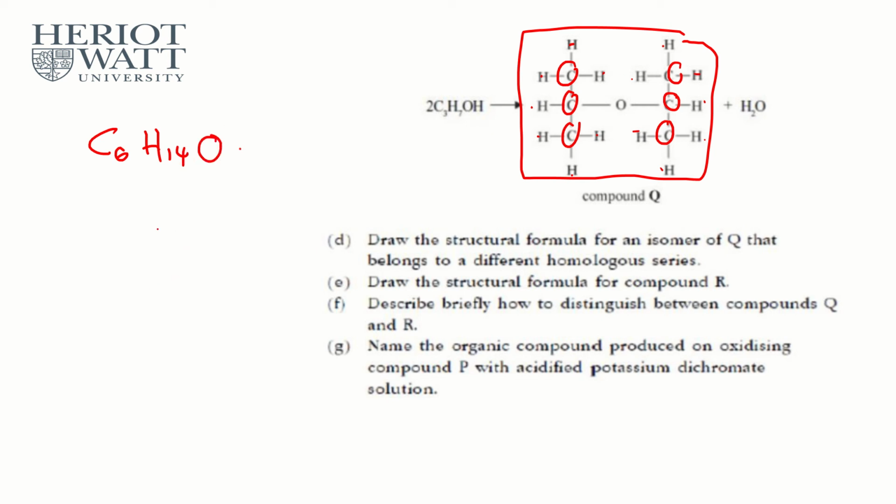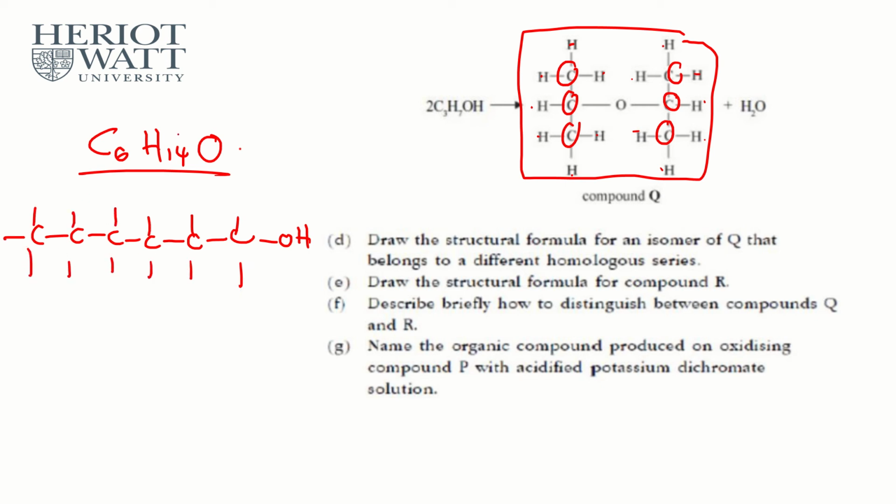C6H14O. Okay, so we need to draw another structure or another isomer where it is not an ether but maintains the same molecular formula. So what would you suggest? Can it be an alcohol? Let's check it out. 6 carbons connected to each other. All right, and then maybe it is an alcohol, so I put an OH here, and the rest all attached to H. So I'm not sure whether it matches with this.